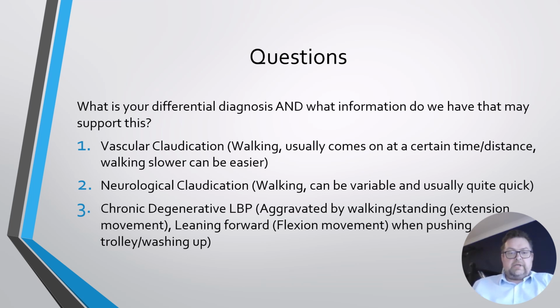So the differentials are vascular claudication, obviously, otherwise that wouldn't be the title of the talk. With vascular claudication, when walking, symptoms usually come on at a certain time and distance, which is generally reproducible. Walking slower can be easier, because if it's vascular and you're walking faster, there's an increased metabolic demand. Neurological claudication, so walking, it can be variable and can also be changed by changing position. And the other differential is chronic degenerative lower back pain, aggravated by walking, standing, and then leaning forward, so flexion movement eases, pushing the trolley, washing up.